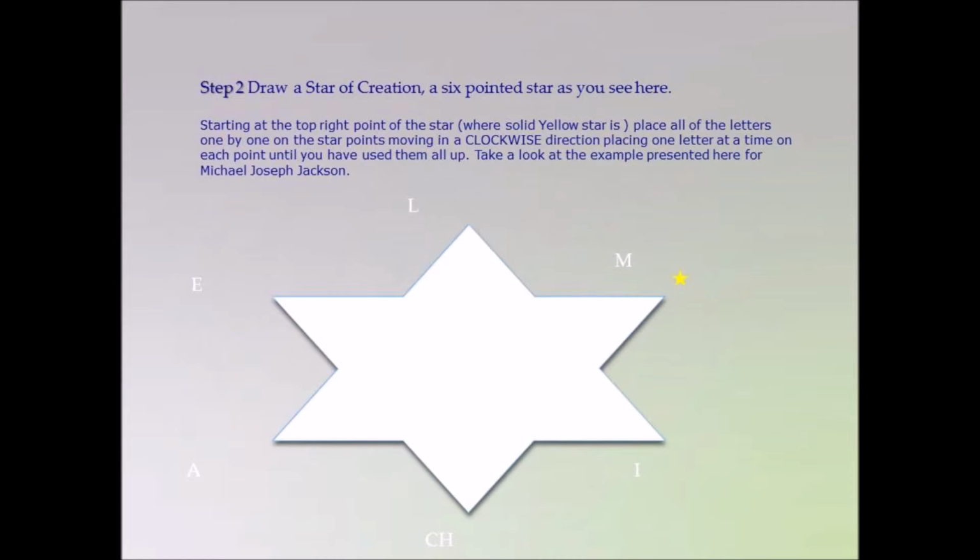So if you have a quick look at that, we've got Michael spelled out, M-I-C-H-A-E-L, around the star. But we don't stop there. There's more letters to finish. So we'll move to the next slide.